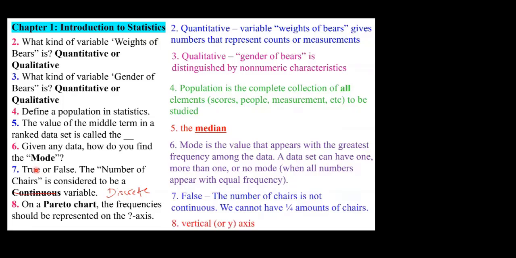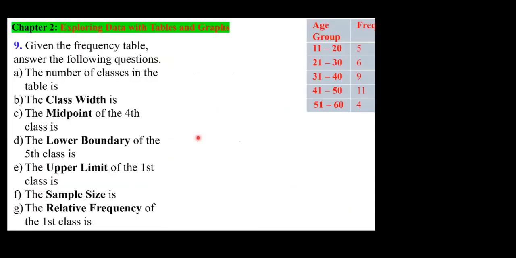On a Pareto chart, just like a histogram, the frequencies go on the vertical axis. All right, so we are given the following table, and we want to find a bunch of stuff here. Let me just put the numbers: 1, 2, 3, 4, 5 classes. So part A, the number of classes is obviously 5. I just counted it for you.